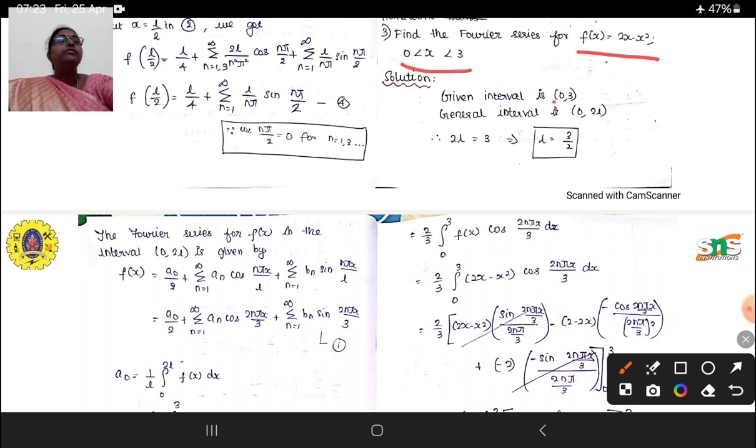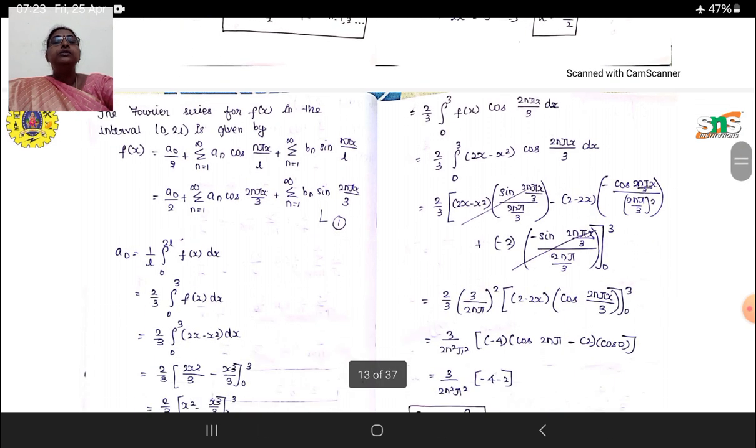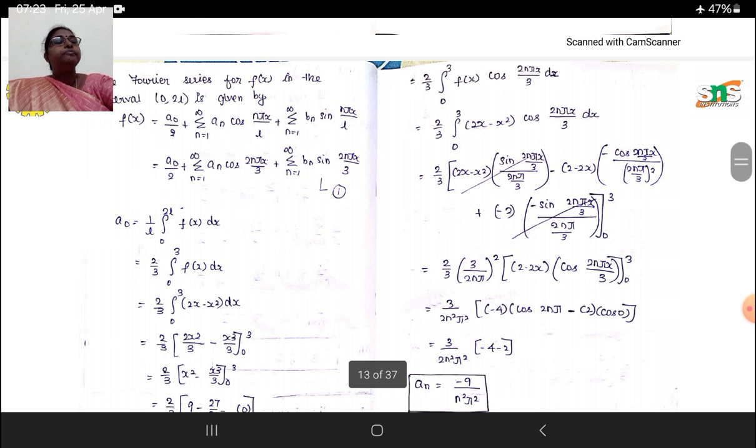So the given interval is 3. So it becomes 0 to 2l, that is, instead of 2l we are having the value 3. So from this, l equal to 3 by 2 we got. So wherever l comes, we want to replace it by 3 by 2. So I'm writing that formula.